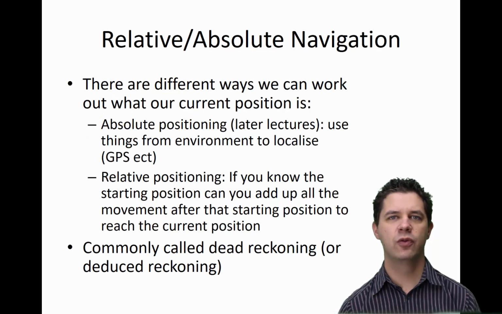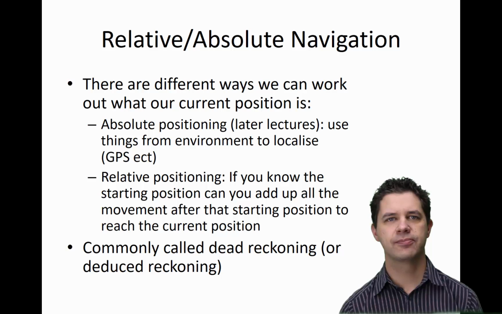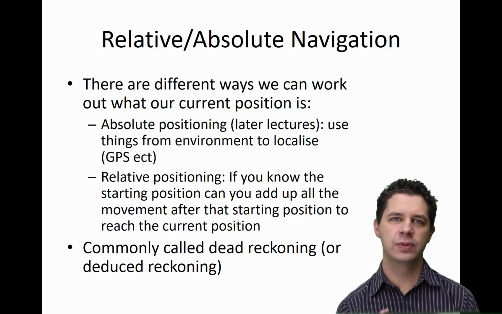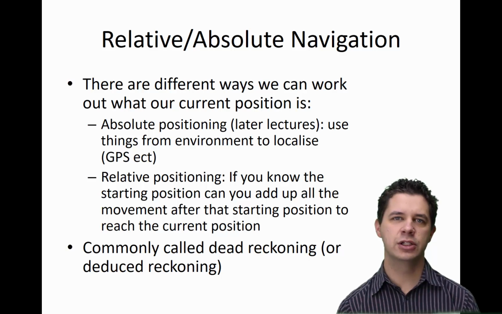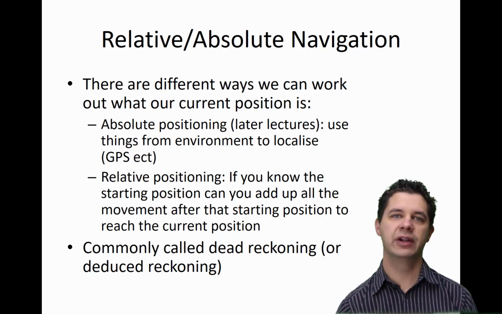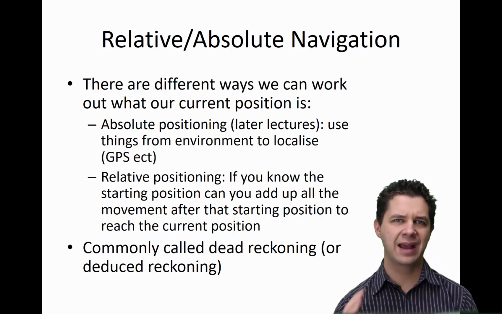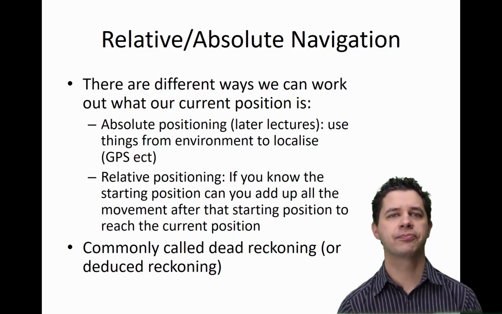Essentially, we have two different forms of navigation that are available to us, two different ways of working out where we are. And these are absolute positioning and relative positioning. So in later videos, we'll be covering absolute positioning, and we'll be looking at things from the environment to localize ourselves, things like active beacons or GPS.